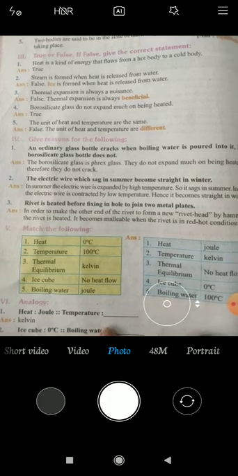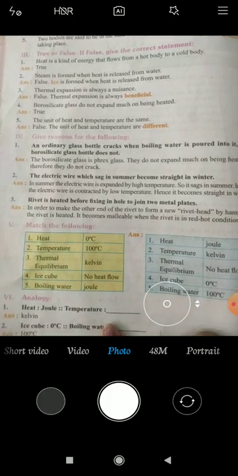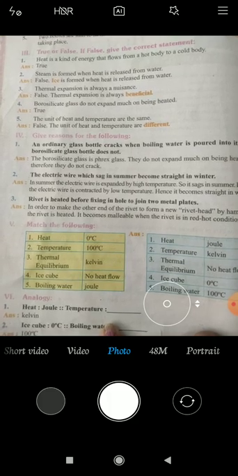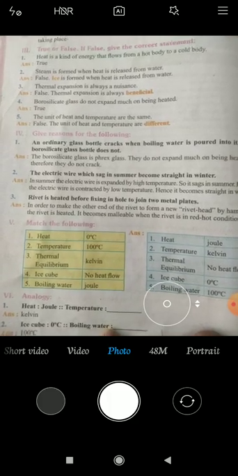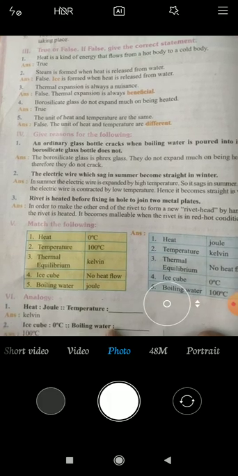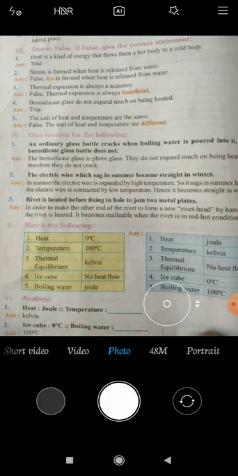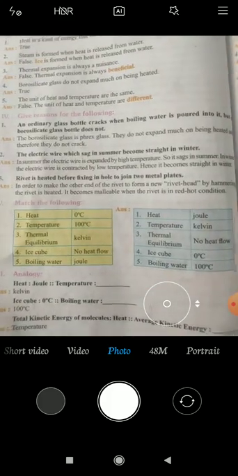Next, thermal expansion is always a nuisance. Answer is false. Borosilicate glass does not expand much on being heated. True. The answer is what, children? True. The unit of heat and temperature are the same. The answer is false. Next pattern.